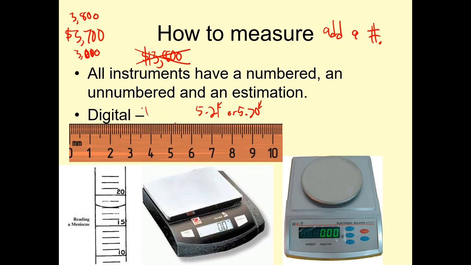Digital, the last digit is estimated. So that means this is 0.00, which means if the actual value was 0.01, this balance is doing its job, okay? An estimate is good within the wiggle room of that last digital digit. It won't flutter like that.